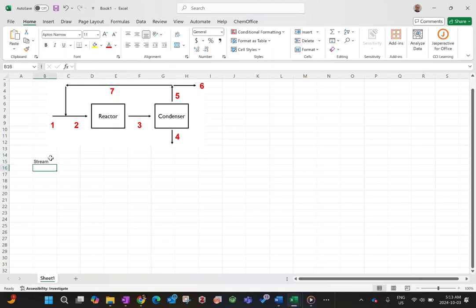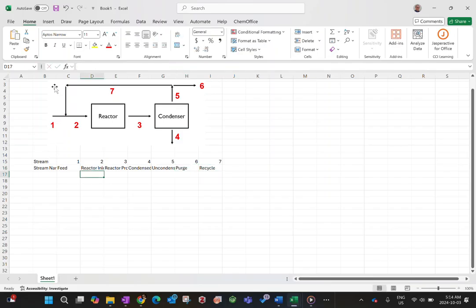Stream, stream name. So 1, 2, 3, 4, 5, 6, 7. Stream 1 is the feed. Stream 2 is the reactor feed, or maybe the reactor inlet. How do we say that? Reactor outlet, or reactor product maybe. And then this is the condensed ammonia. Stream 5 is the uncondensed gases. Stream 6 is the purge, and stream 7 is the recycle.